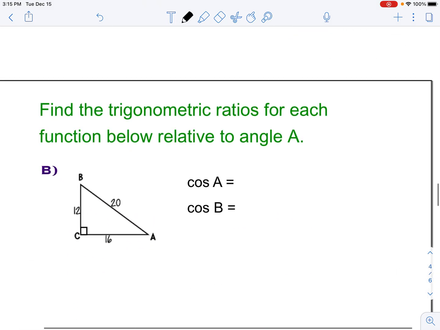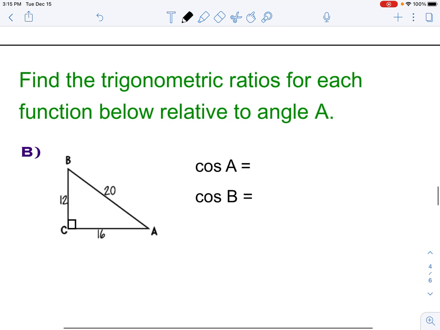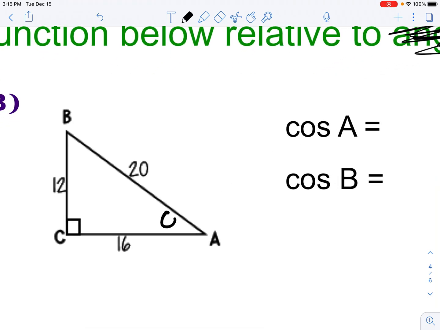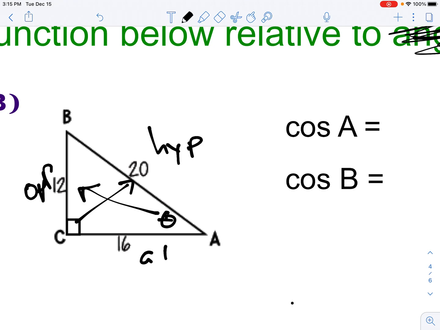All right, find the trig ratio, again, relative to angle A. Here's angle A, so we're going to put our angle marker down there. Cosine, don't worry about that yet. Just get good at labeling. Hypotenuse, opposite, and adjacent. I'll switch that opposite, it looks kind of ugly.